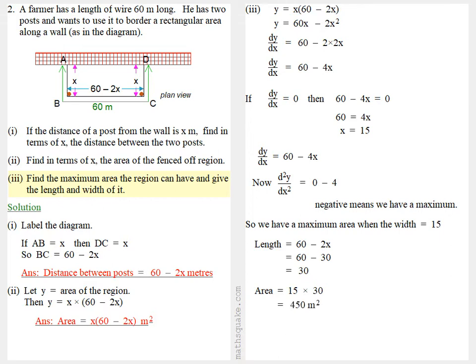So that gives a maximum area when the distance of a post from the wall is 15 meters, the distance between the posts is 30 meters, and we get an area then of 450 square meters.